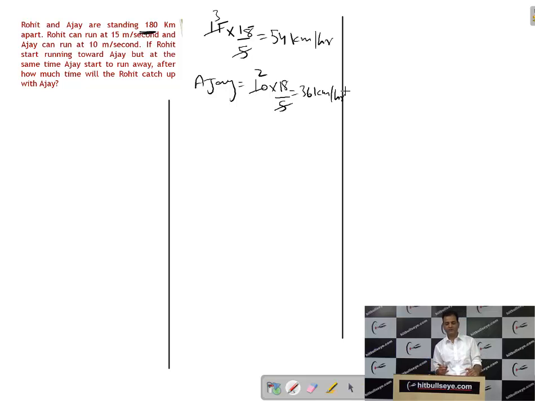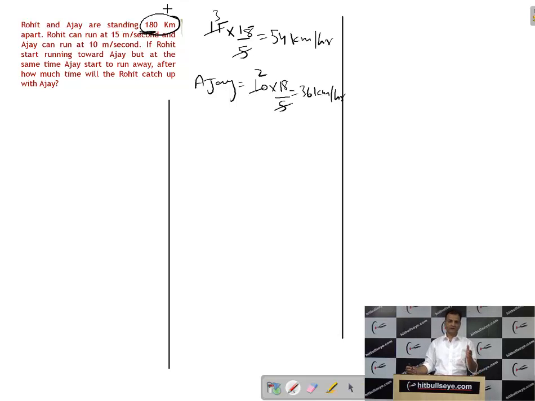Why have we converted to kilometer per hour? Because, students, the distance is given as 180 km, in kilometers, so we have to convert meter per second into kilometer per hour. If Rohit starts running toward Ajay, the distance between them is 180 km. Rohit starts running toward Ajay, but at the same time Ajay also starts to run away. After how much time will Rohit catch up with Ajay?